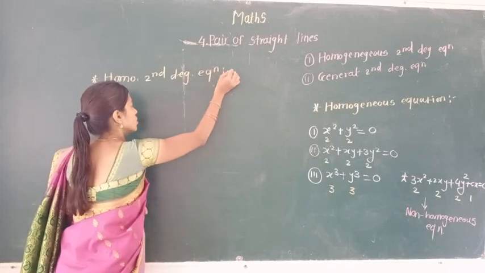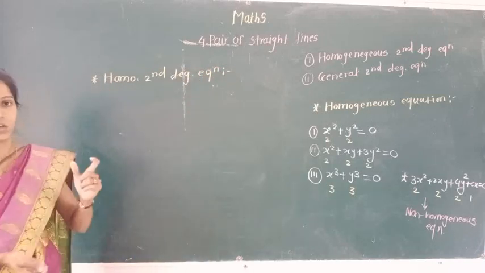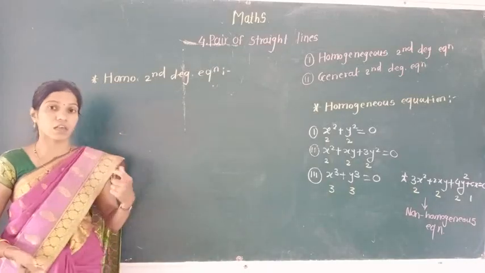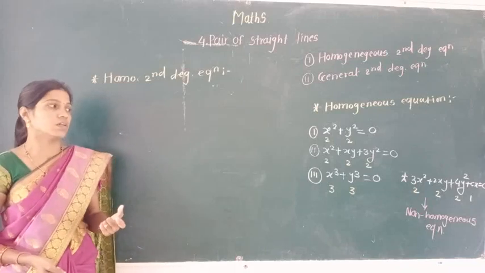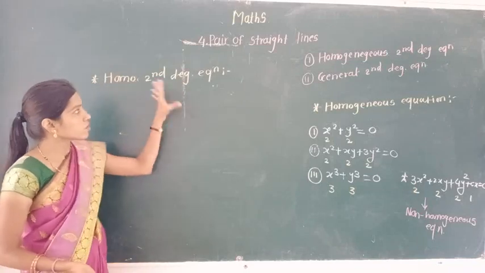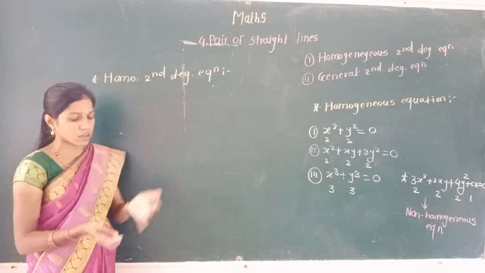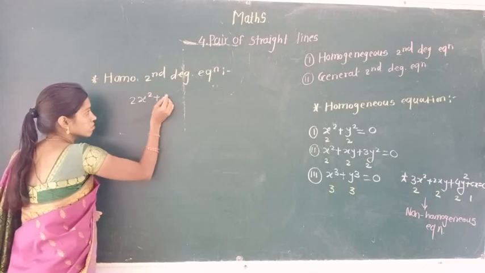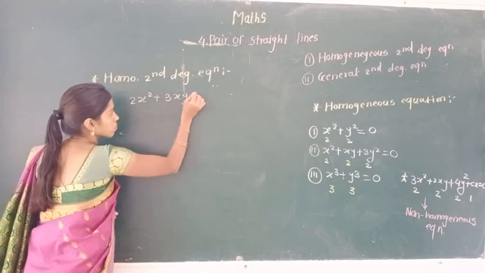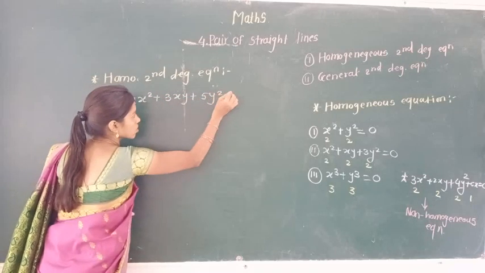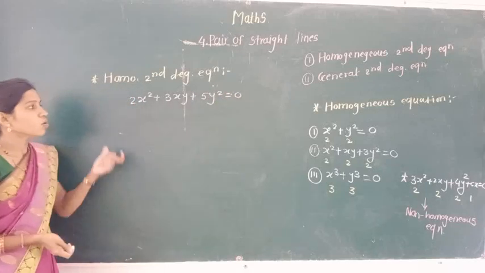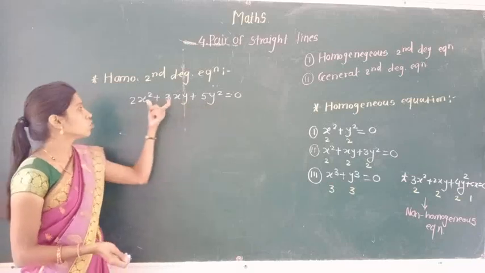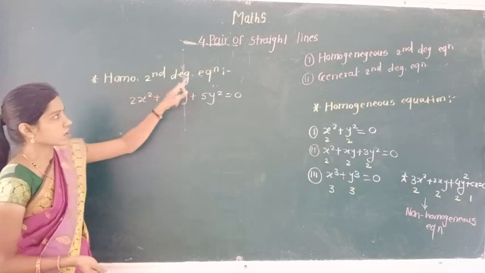Now see, जर दिलेलं जे इक्वेशन आहे त्या इक्वेशन मध्ये प्रत्येक टर्मची जी डिग्री आहे ती सेम असेल and that same degree जर 2 असेल तर that type of equation is known as a homogeneous second degree equation. For example, see, 2x square plus 3xy plus 5y square is equal to 0. So in this equation, degree of every term is 2. So this is the homogeneous second degree equation.